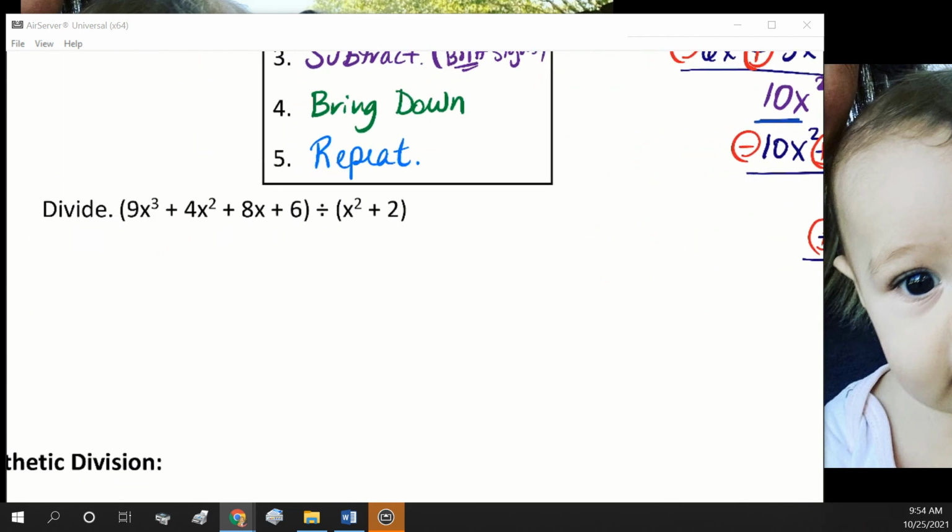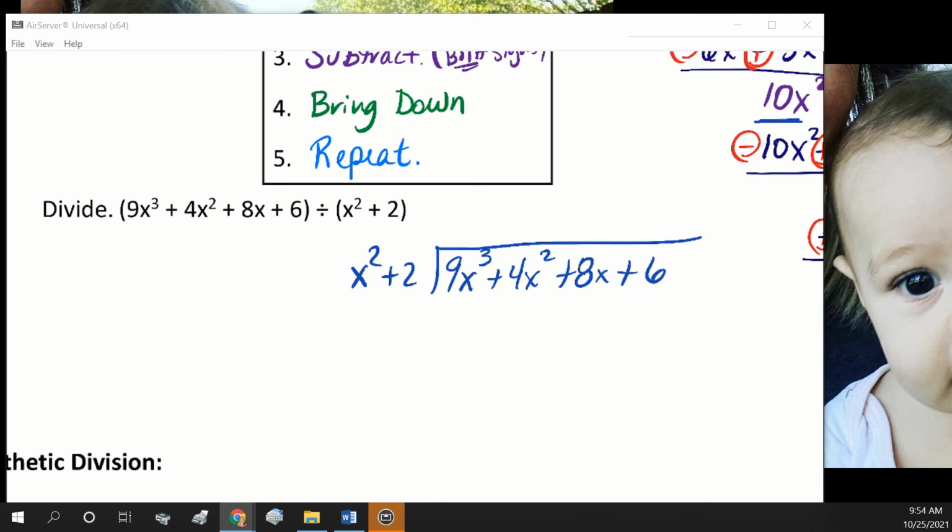Okay, so this time our divisor is x squared plus 2, and we're dividing that into 9x cubed plus 4x squared plus 8x plus 6. Now I didn't put any like this on these examples, but if it went from x cubed to x, you would want to fill in a 0x squared, or if it went from x squared to the constant, you'd want to fill in a 0x, because you have to keep those like terms lined up. So if one's missing, you're probably going to need it in the problem. So just be careful on that.